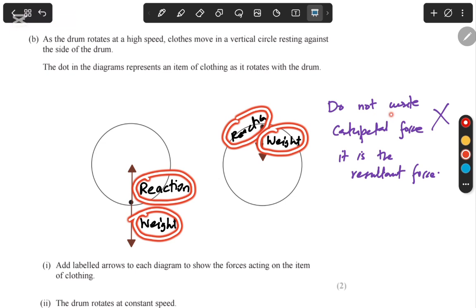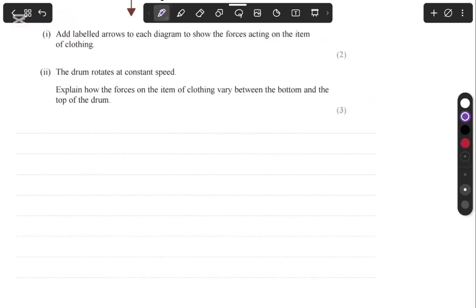Now, do not write the resultant force, which is the centripetal force, here, because that would be incorrect. You can't just write the centripetal force. You have to write the specific forces that are acting on the clothing, such as, in this case, the reaction and the weight.